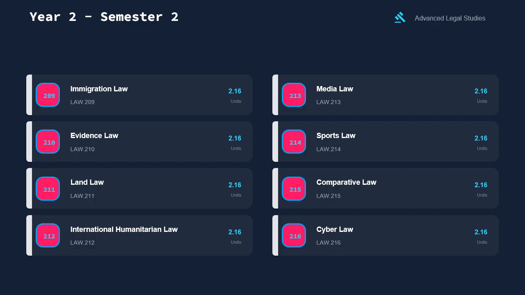Protected grounds: race, religion, nationality, political opinion, particular social group. Well-founded fear, subjective and objective component.